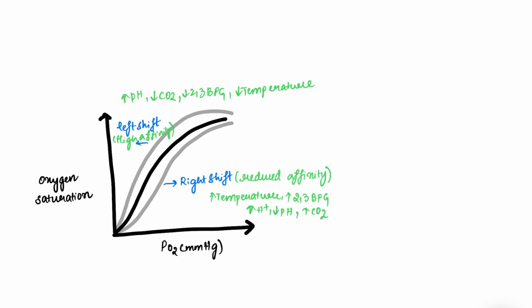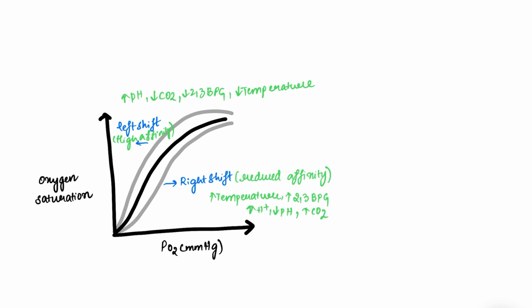The right shift will occur in cases like increase in the temperature, increase in the 2,3 BPG, and increase in the H+ ions, which occurs with a decrease in the pH, that is in acidic conditions, and increase in the carbon dioxide. All these conditions will require more oxygen to be released to the tissues. So there will be reduced affinity between the hemoglobin and oxygen, and there is a right shift.